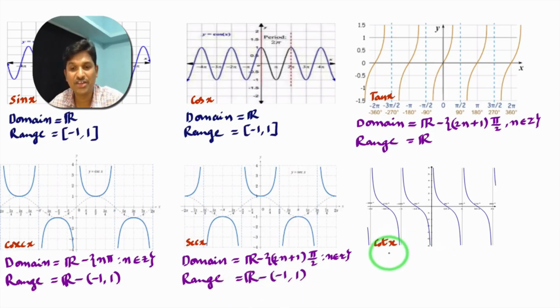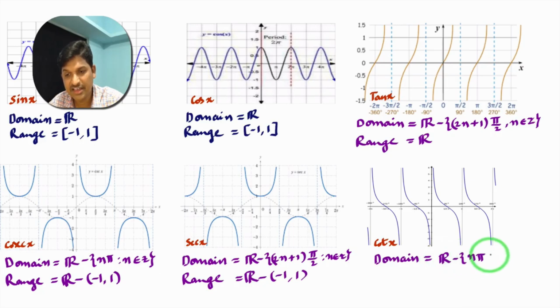Now it's about the cot function. Cot x can be written as cos x divided by sin x. Correct? So whenever sin x is 0, cot x is not defined. You see here, for cosecant x also, it is 1 by sin x. Whenever sin x is 0, cosecant x is not defined. So what is the domain of cot x? I'll write the domain. The domain of cot x is all real numbers except n pi, where n is an integer.